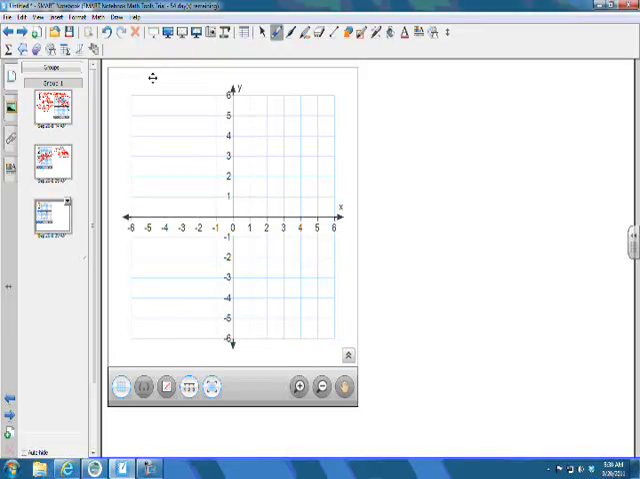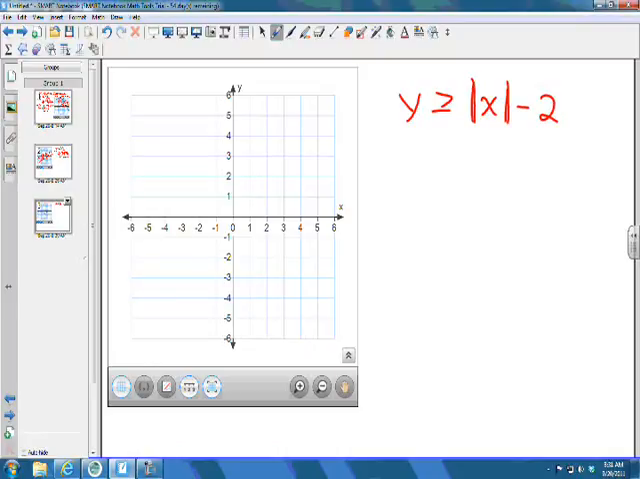Y is greater than or equal to the absolute value of x minus 2. Greater than or equal to the absolute value of x minus 2. So this one's not going to be a line. What do we know about absolute value again? What's the property of it? It's always positive. So your absolute value, you can't have points that are down here.